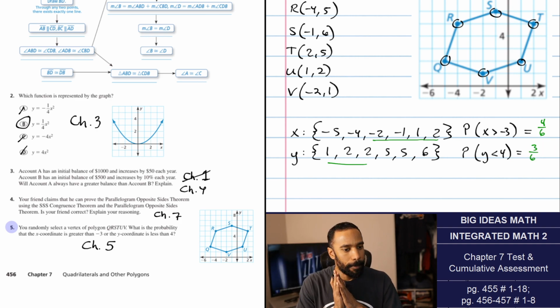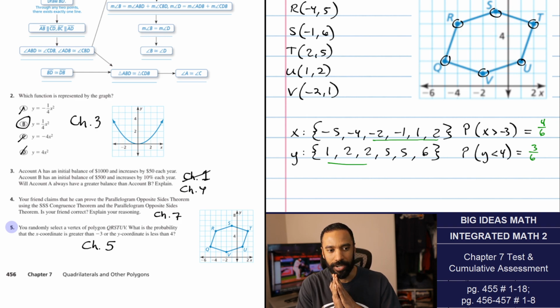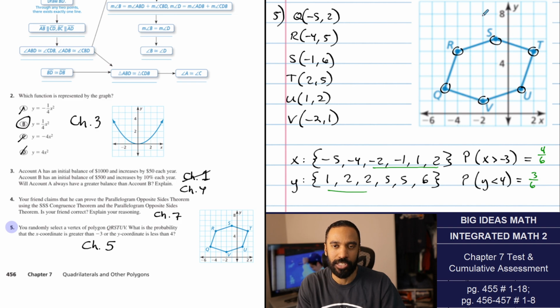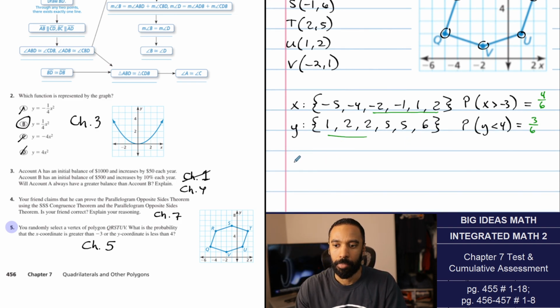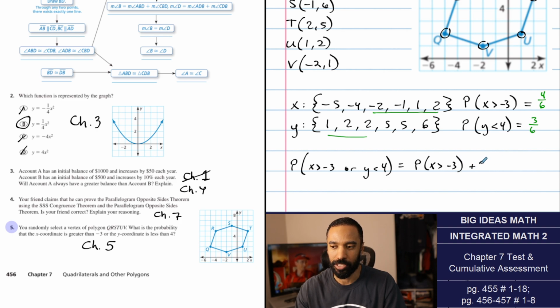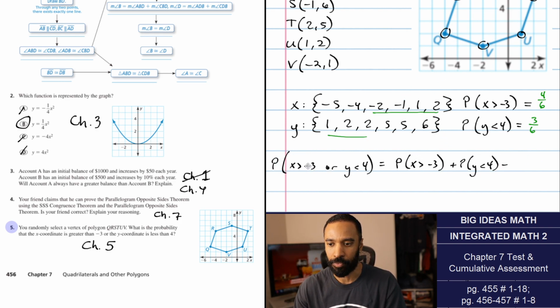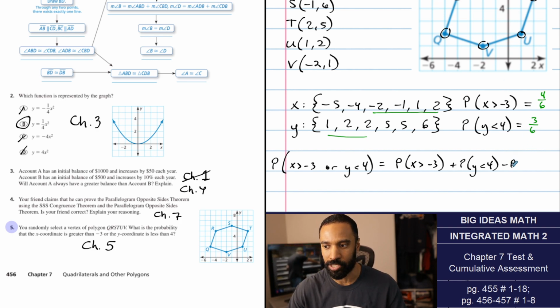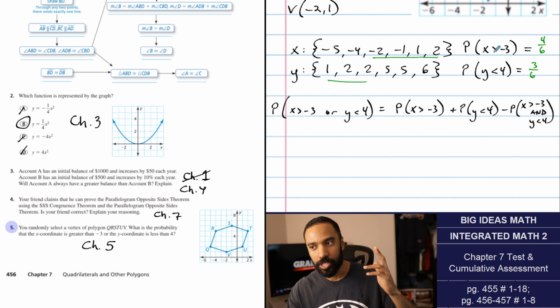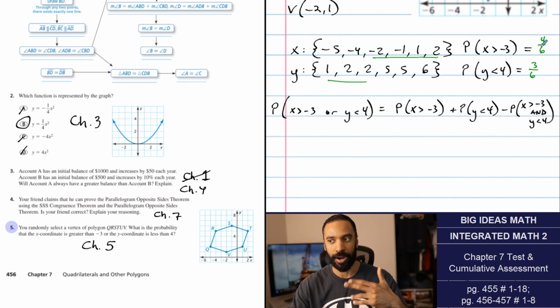Now, here's the part: probability x coordinate is greater than -3 or the y coordinate is less than 4. What I have to do now is this addition. I don't know if I'm going to do this right to begin with. The probability of x greater than -3 or y less than 4 is equal to the probability that x is greater than -3 plus the probability that y is less than 4, and we have to subtract the probability that x is greater than -3 and y is less than 4, because there is overlap for those things. I'll show you which ones they are when we get into them. There are some points where x is greater than -3 and y is less than 4, and they're being included twice in this.